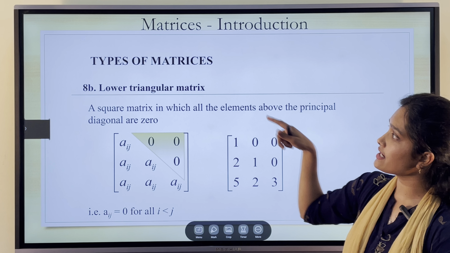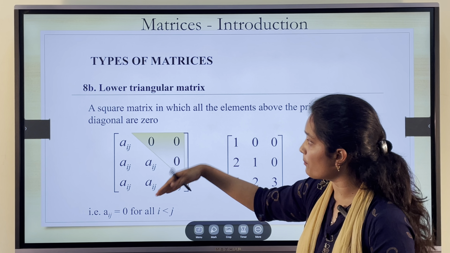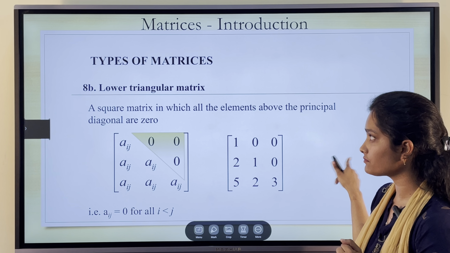On the other hand, we say that it is a lower triangular matrix if all the elements that are written above this principal diagonal are 0.